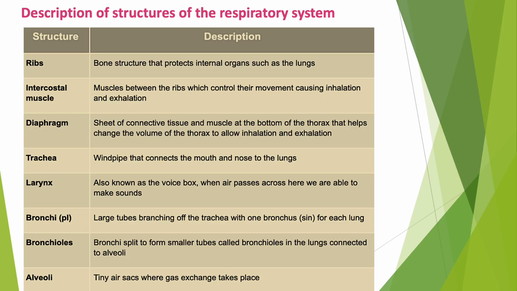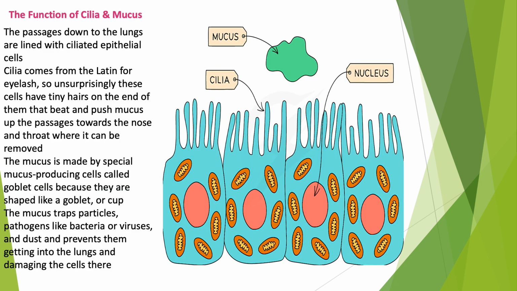In the table here, there is a description of the structures of the respiratory system. We now understand the function of cilia and mucus. The passages down to the lungs are lined with ciliated epithelial cells.